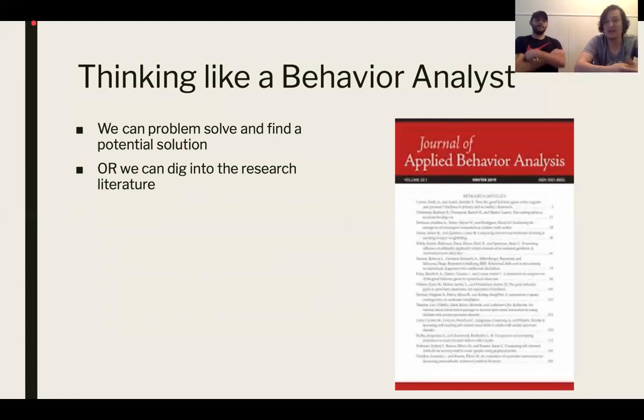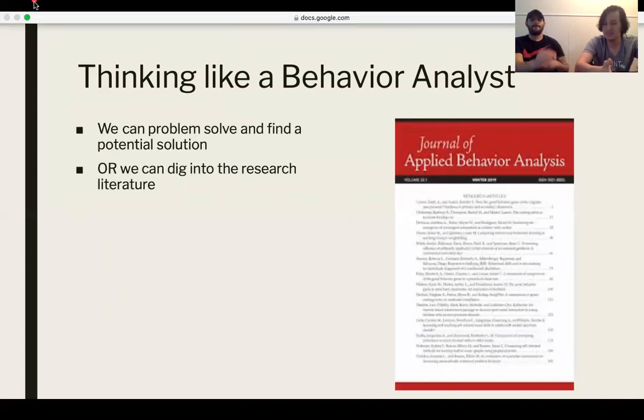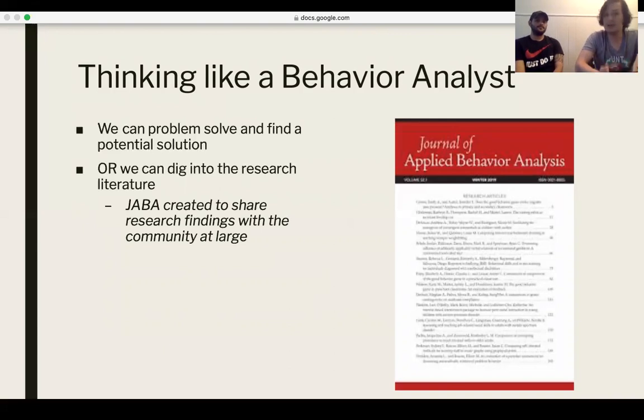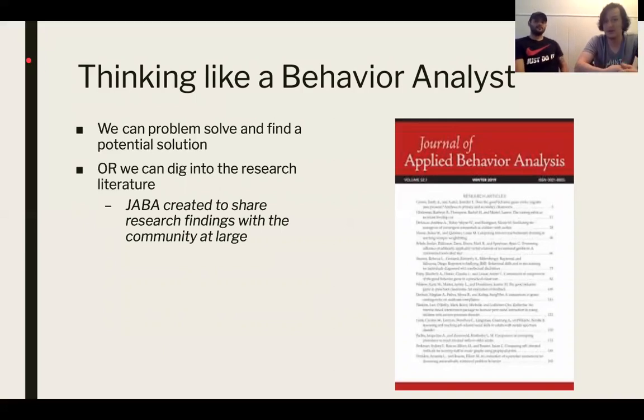Something else you could do, right, is that a lot of people have already done this research, so you don't have to start from scratch. You can actually go into the Journal of Applied Behavior Analysis and do some investigating. What have people done? What has succeeded in changing behavior in your situation? What hasn't succeeded? And you can build on and extend that literature to whatever kinds of questions you want to ask. So again, JABA was created to share these findings with the community at large, not just in the US, but across the world. So it's always going to be a valuable resource for you as a behavior analyst.